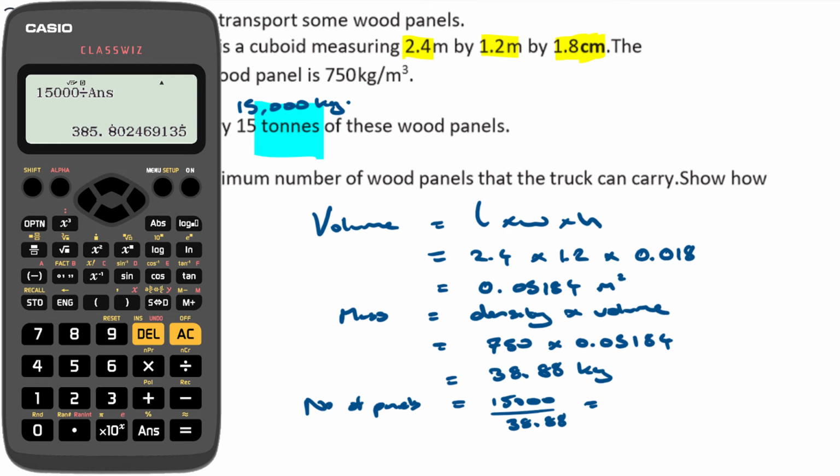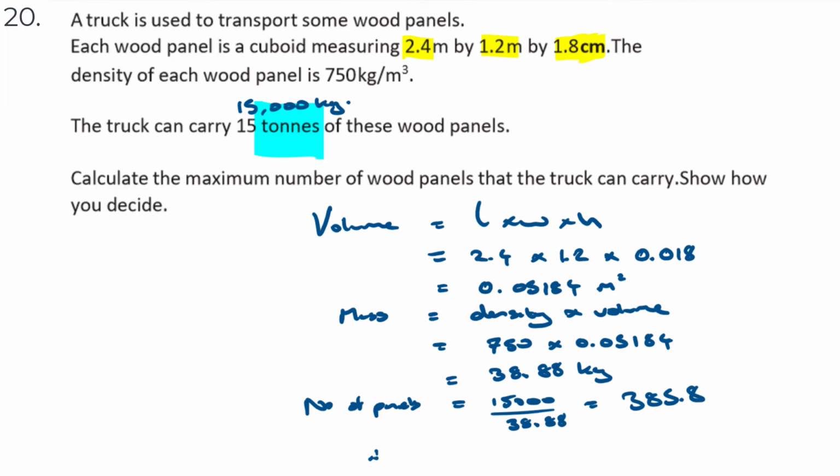That comes out to be 385.8. Now, if I should really round up, shouldn't I? Because it's closer to 386. But actually, then that would be too heavy. That would exceed the carrying capacity of the truck. So in this case, even though 0.8 is closer to the next number up, I'm going to round down. So let's write it down, 385.8, and we're going to say therefore 385 panels can be carried.